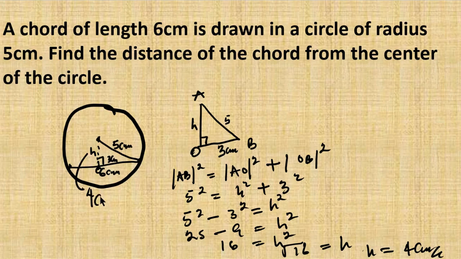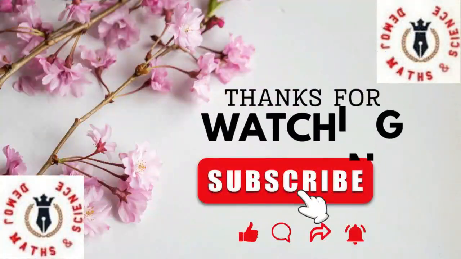That's 4 centimeters. With this, I hope you understand how to find the distance of a chord from the center of the circle and also the problems you must avoid.